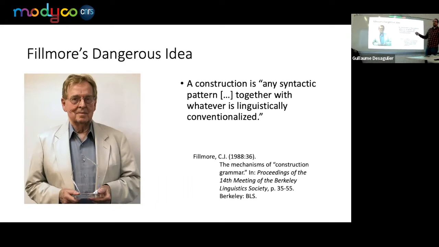A construction is any syntactic pattern with whatever is linguistically conventionalized about it. So anything goes. And this is already a big challenge because we want to be formally precise. I forgot who said it, but one of the critics of construction grammar said, that means this is linguistics on vacation. If everything goes, how can you be systematic? The idea is we can be systematic.